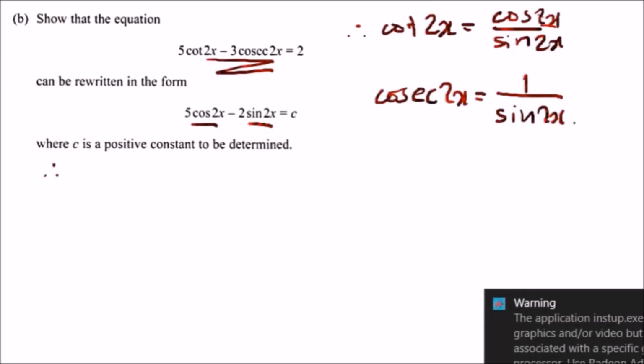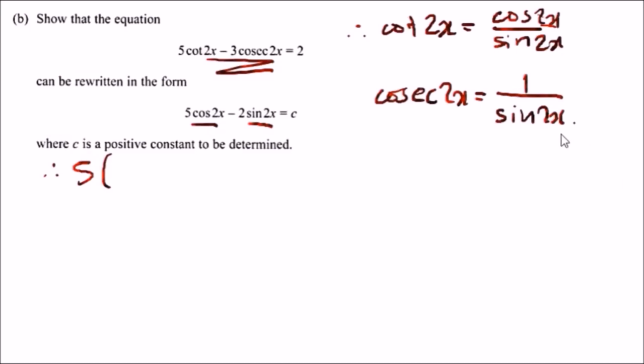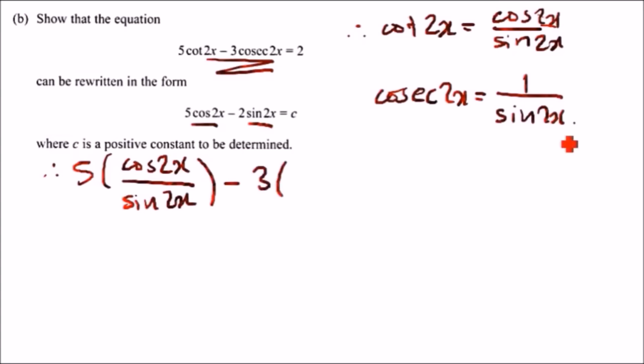Replacing these two with the following identities, we get 5 times cot 2x, which is the same as cos 2x over sine 2x, minus 3 times cosec 2x, which is 1 over sine 2x, equals 2. Now, what happens here? Notice how we have sine 2x at the bottom.